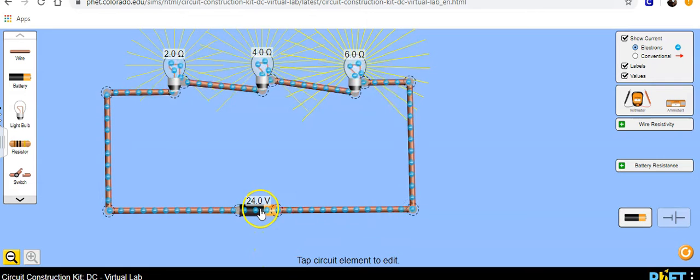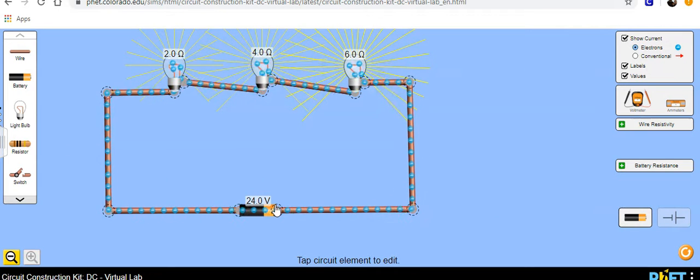Here we have a 24-volt battery, and it's pushing electrons through this wire. It meets the first light bulb that has a 2 ohm resistance. You see the electrons going up and through the wire. Connected by another wire to the next light bulb, 4 ohms. Then the electrons keep flowing to the third light bulb, which happens to be 6 ohms, and then we have a wire bringing it all the way back to the battery.